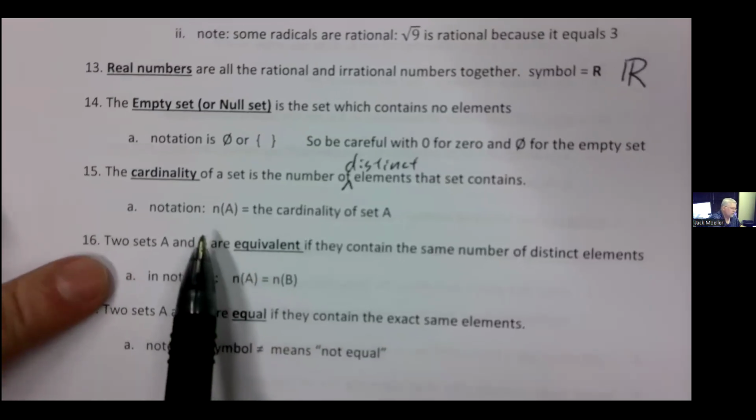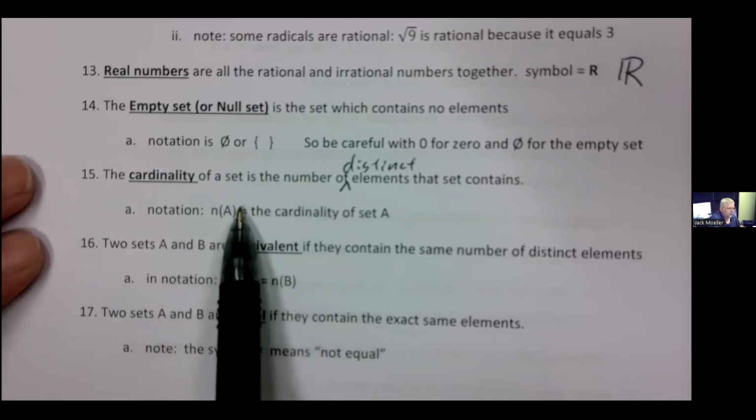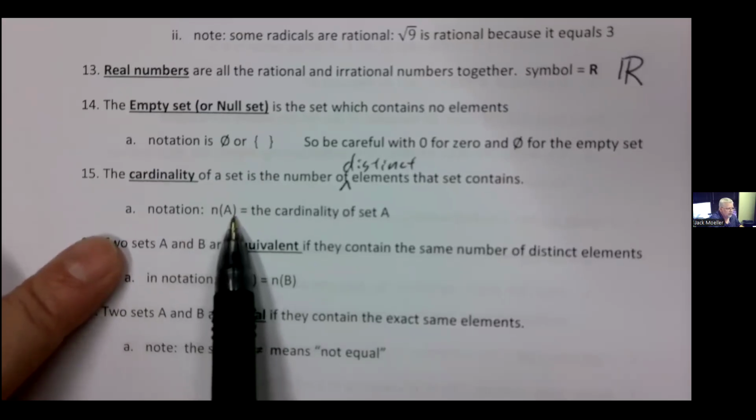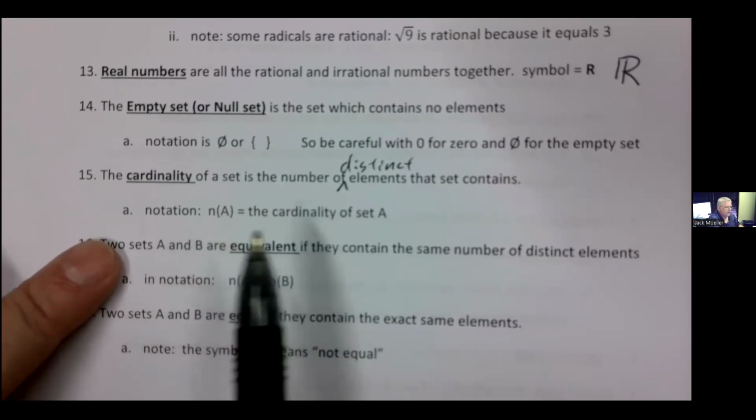And so the notation, and this is where it gets missed on tests all the time because students don't get the notation down. It's n in parentheses of A or B or whatever the set is. So the way I read this, that's the number of A, basically. So the number of elements in A.